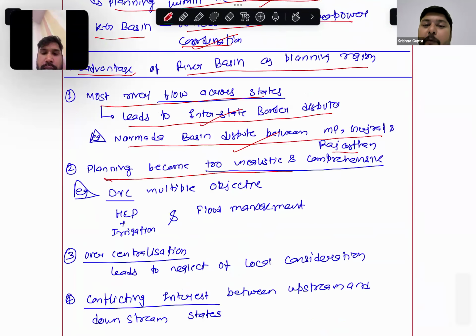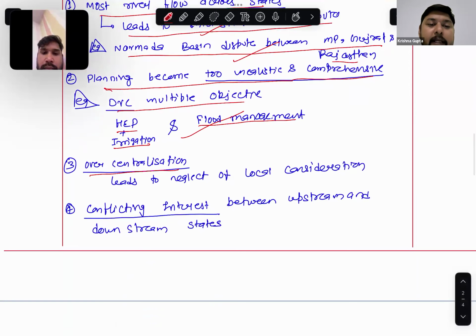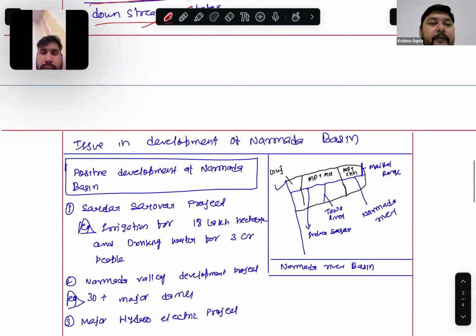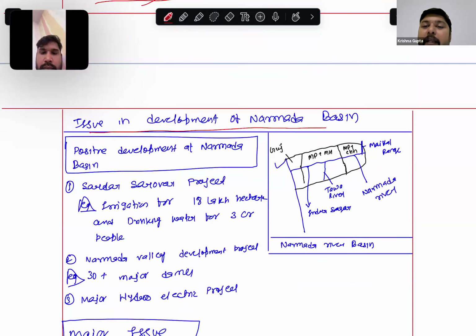Planning becomes too unrealistic and comprehensive, like DVC multi-objective, with irrigation and flood management. Then over-centralization leads to neglect of local considerations. Conflicting interests between the upstream and downstream states. Then here we have issues in development of Narmada Basin.